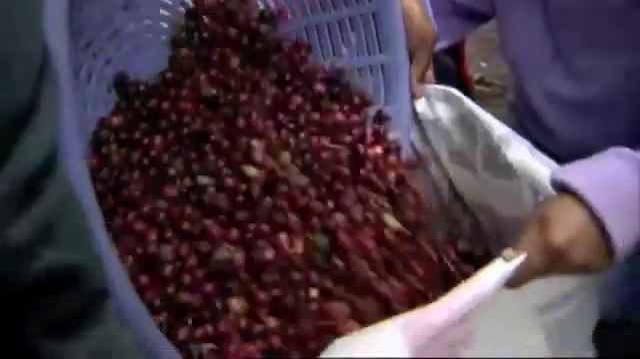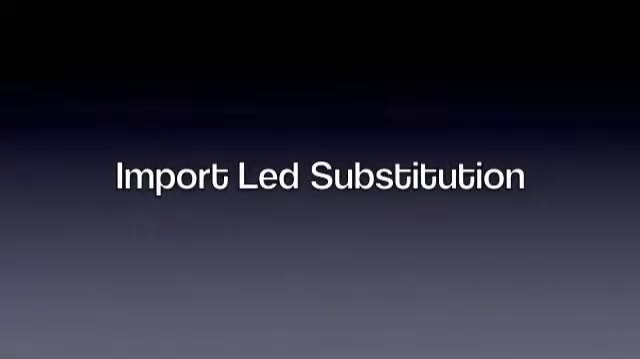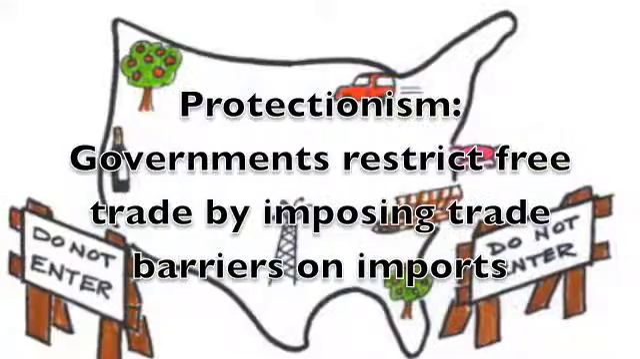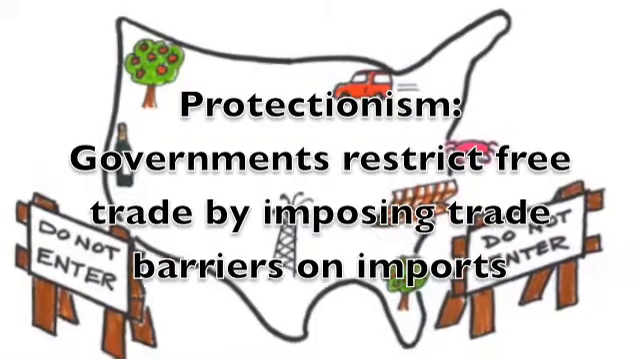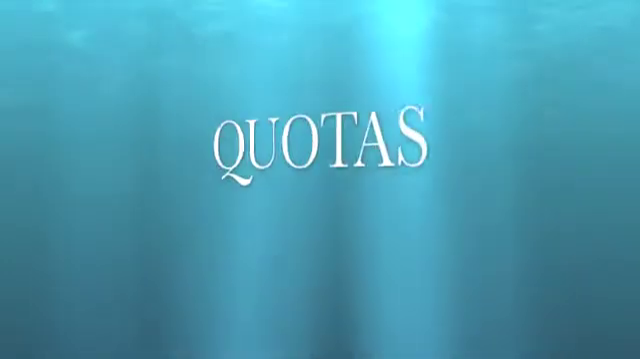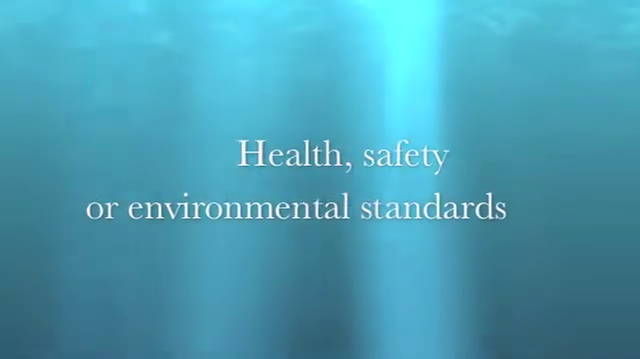This video will talk about how less economically developed countries can grow using a strategy known as import-led substitution, which is based on the concept of protectionism. Protectionism is when governments restrict free trade by imposing trade barriers on imports. The forms of protectionism include subsidies, tariffs, quotas, and administrative barriers, such as embargoes, red tape, and the imposition of health, safety, or environmental standards.